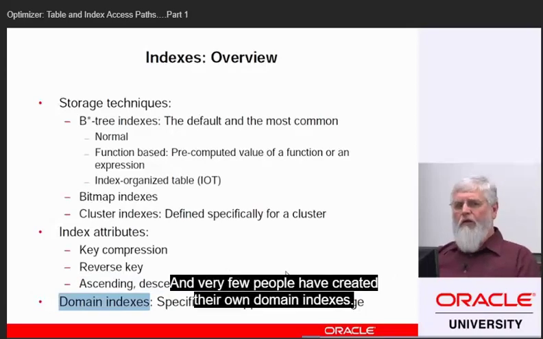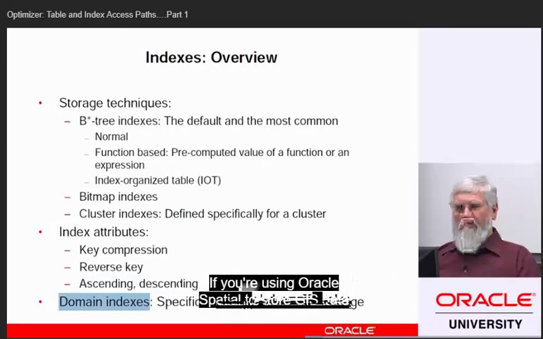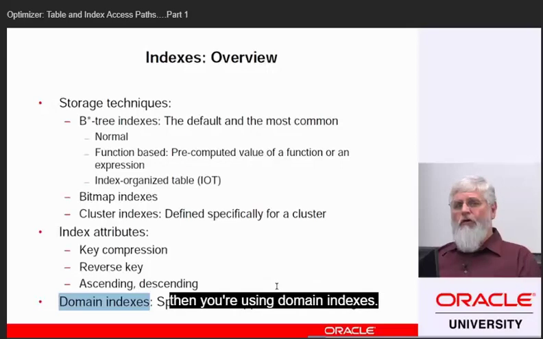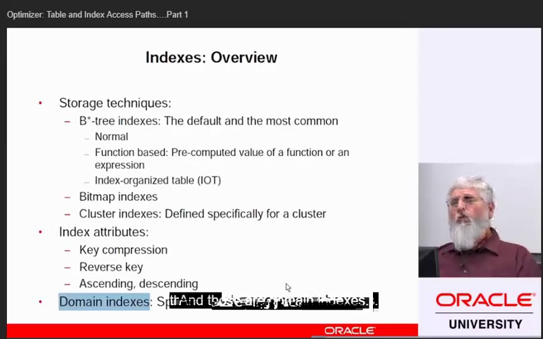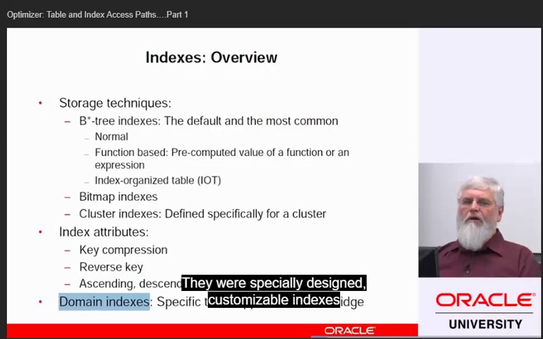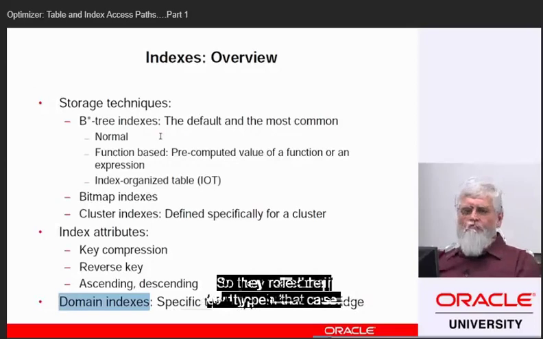If you're using Oracle Spatial to store GIS data in a very flexible format in the Oracle database, then you're using domain indexes. Today, the vector data uses R-tree indexes, and those are domain indexes. But who created those? They were specially designed customizable indexes created just for spatial by the spatial engineers. So they rolled their own type in that case. But you have them if you're using Spatial, or if you're using the Oracle Intermedia option also.